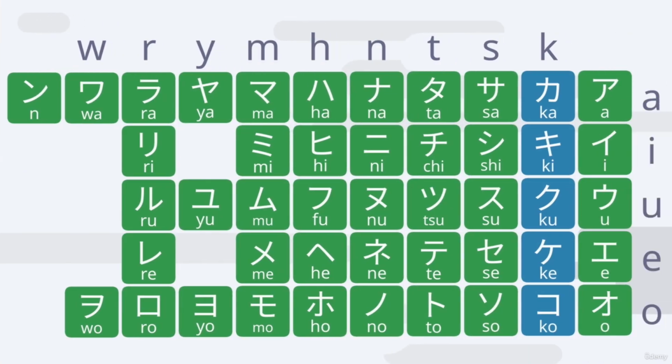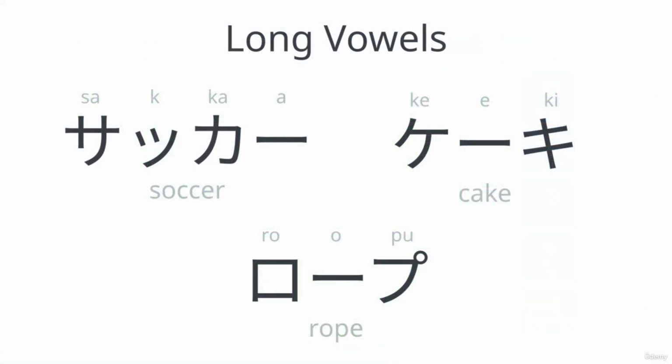In this lesson, we'll learn the characters ka, ki, ku, ke, ko. Before we begin, let's talk about how to create long vowels in katakana. In hiragana, we would create long vowels by adding a vowel to the end of a character. In katakana, we would add a line to the end of a character to extend the vowel sound. For example, sakka, which means soccer. Keiki, which means cake. Rope, which means rope.